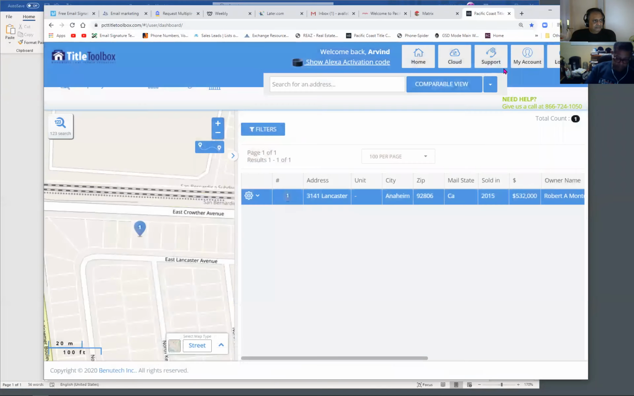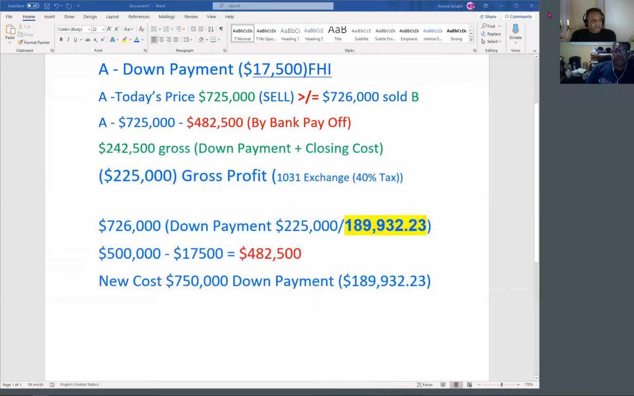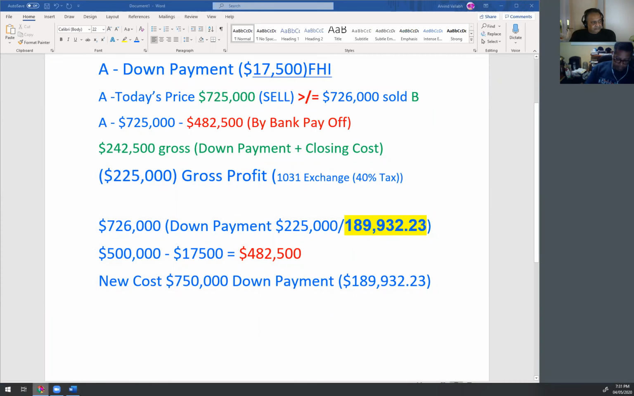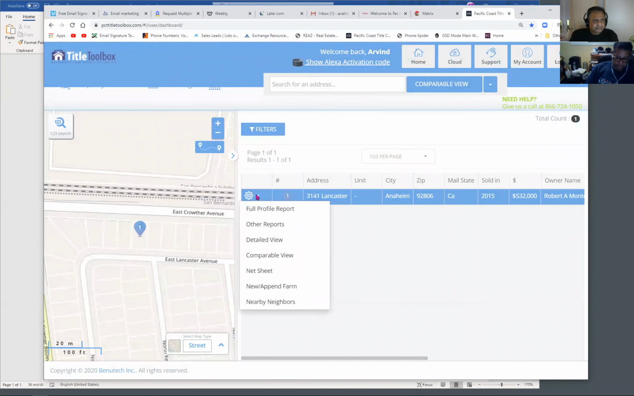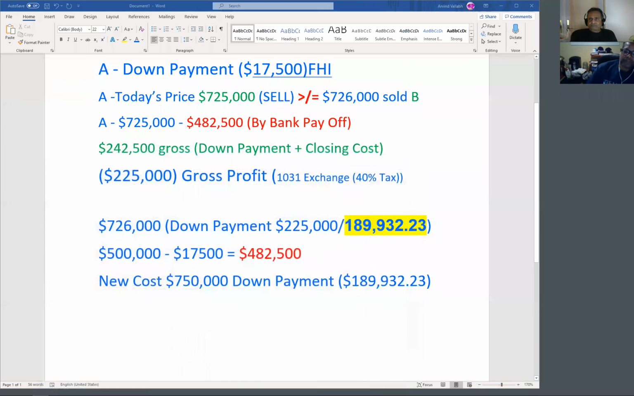What's that number again? 189,932. 560 and 68. 560,068. So that's my new mortgage.